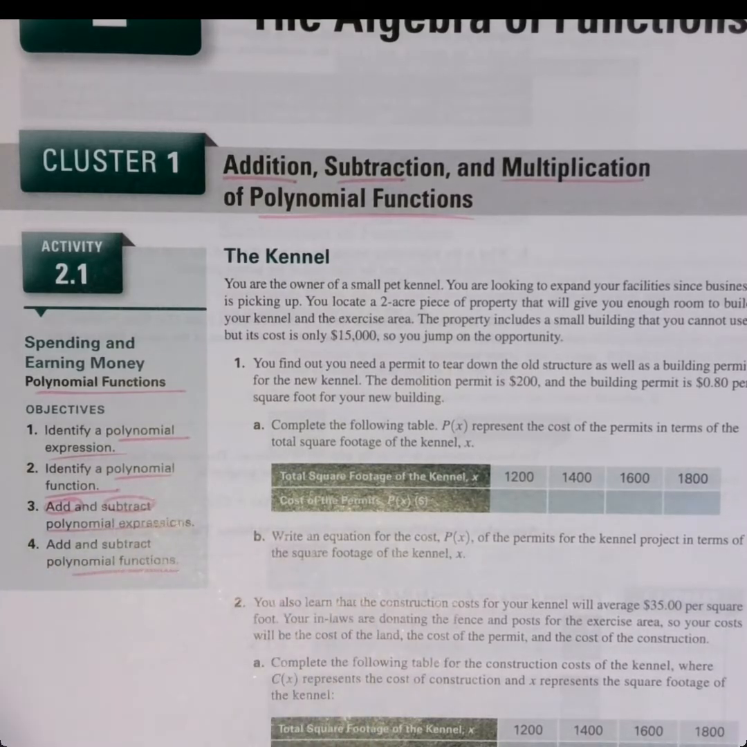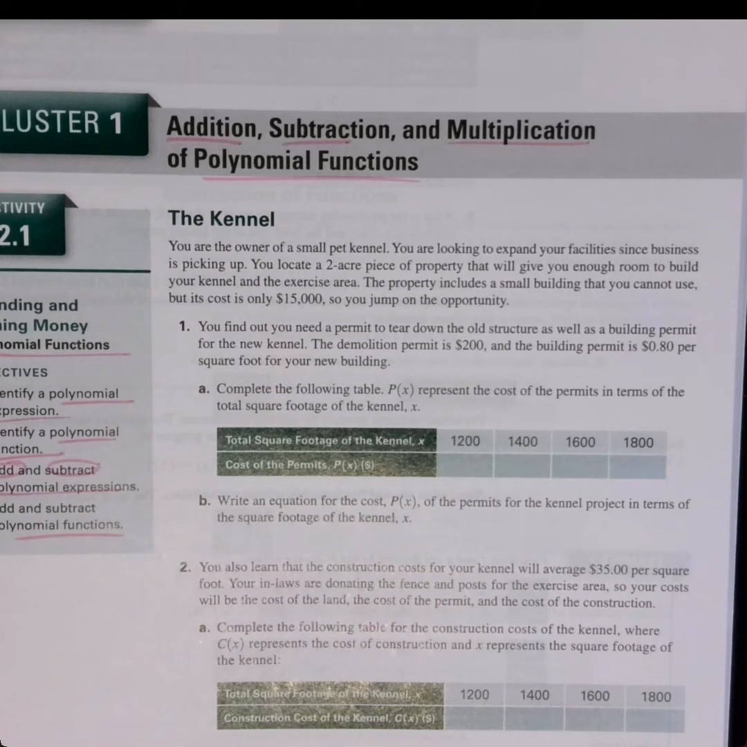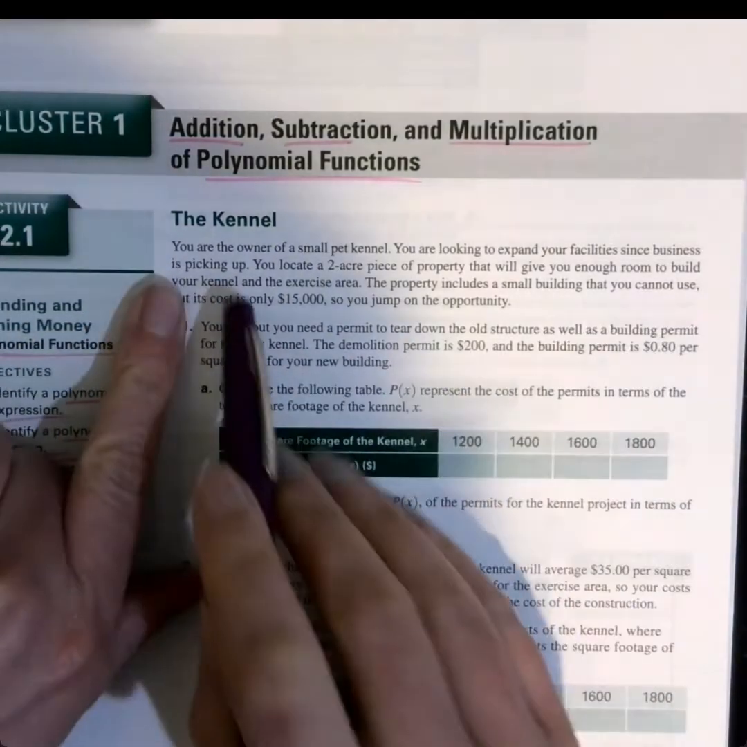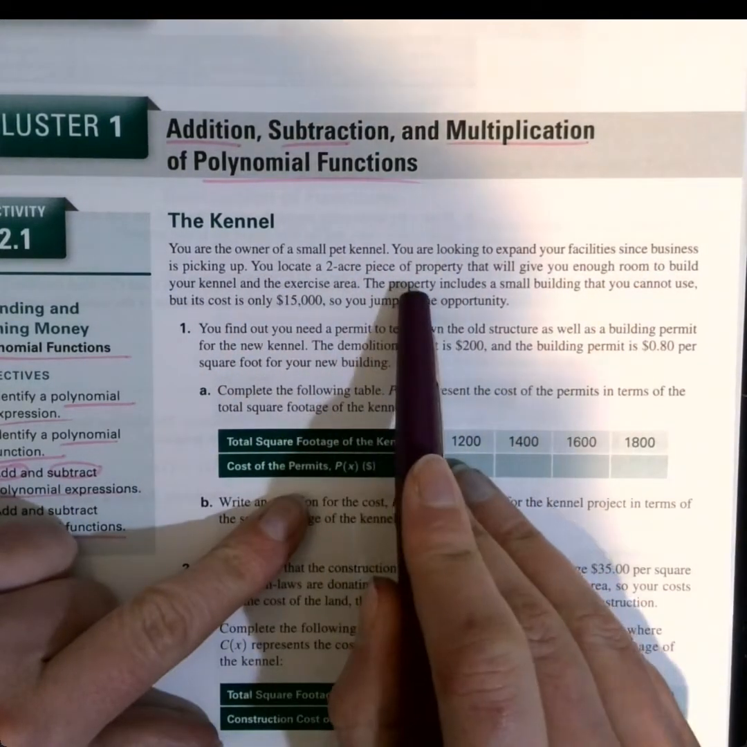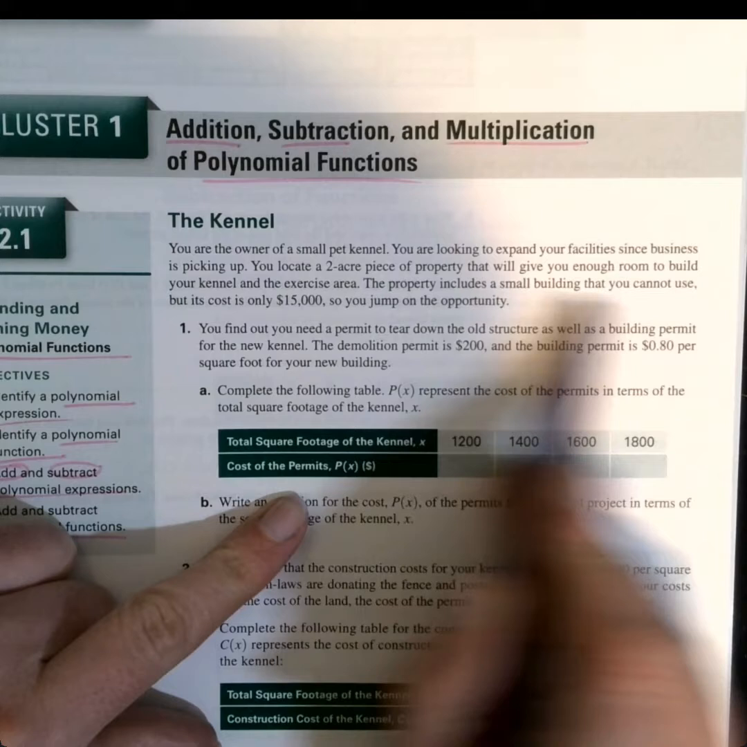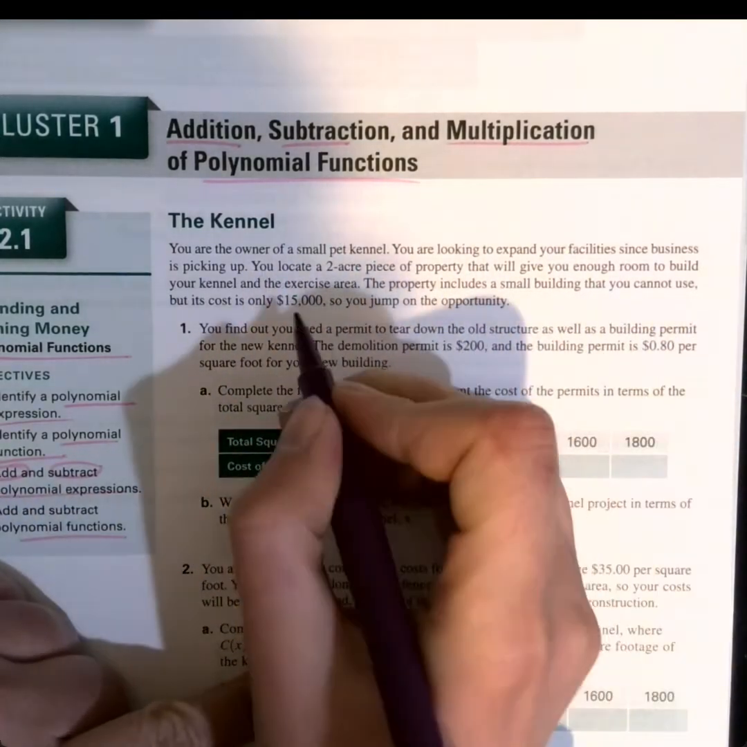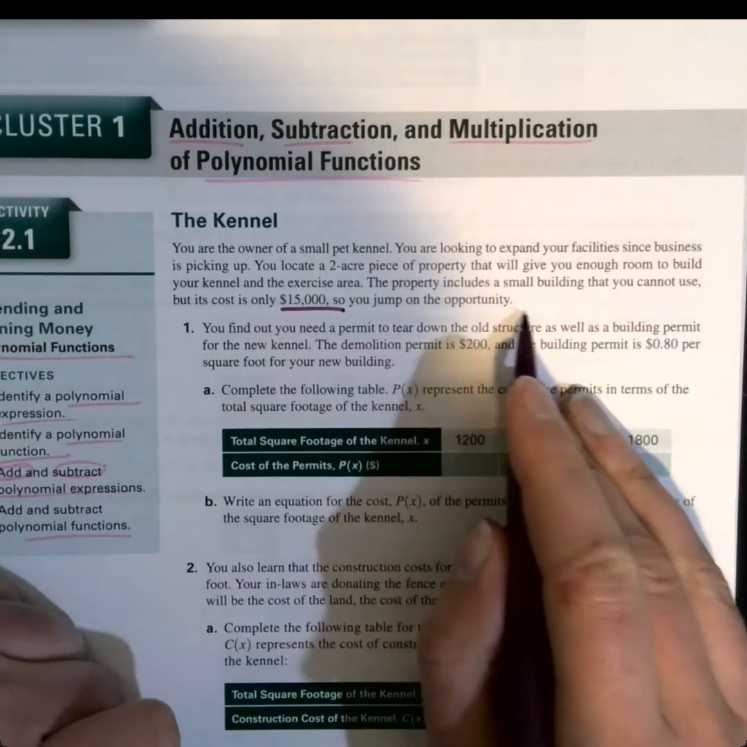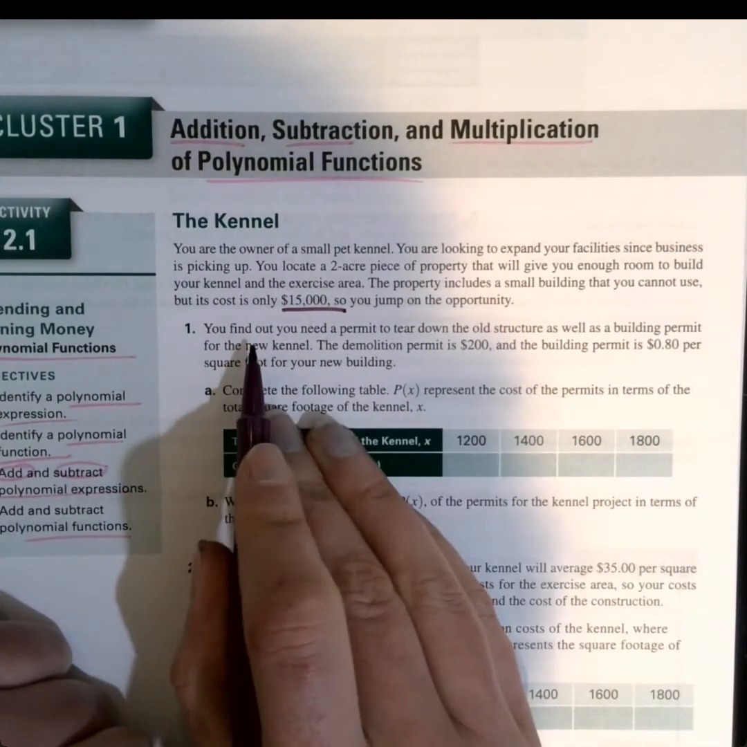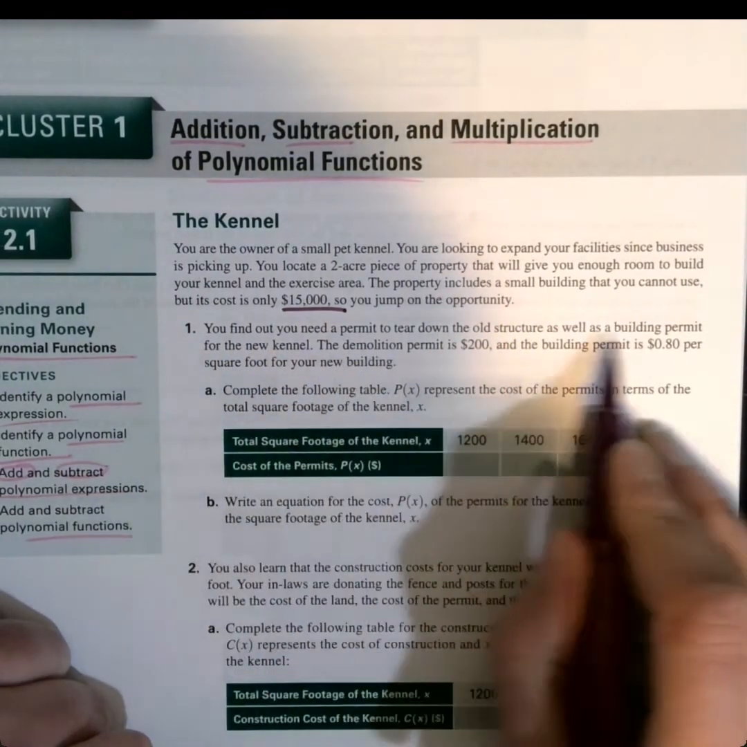All right. In this first question, we've got a lot going on here. So we've got a kennel. We're looking to expand facilities. We locate a piece of property. The property has a small building, can't use it, but that's okay. The cost is only $15,000, so we're gonna jump on it. All right. We need a permit to tear down the old structure.